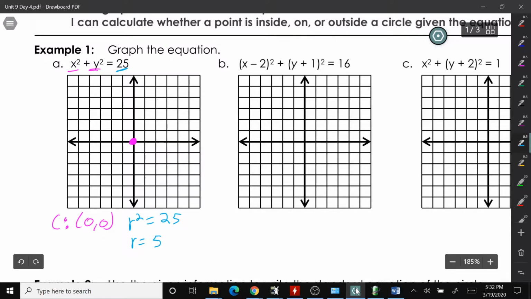Now, again, you don't have to do this step every single time. I will, just so we can see what's going on. So the way I graph these is I start from the center, and I go 5 in each direction, horizontally and vertically. So 1, 2, 3, 4, 5, in each direction.